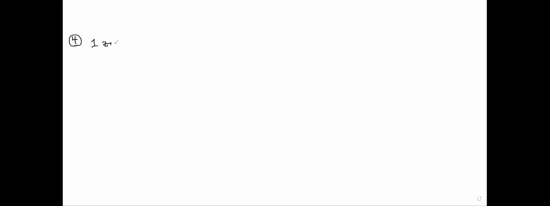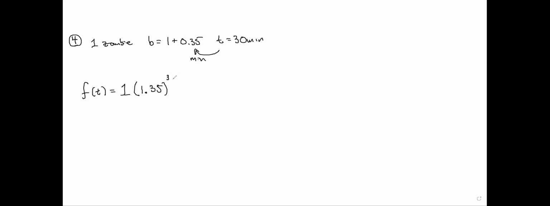I have one zombie with a growth rate of 35%. And how much time passes? 30 minutes, which works because this growth is also in minutes. Your equation should be one zombie growing by 35% per minute, and it happens for 30 minutes. This growth happens every 1 minute, so I don't have to write that. This should be your actual equation.